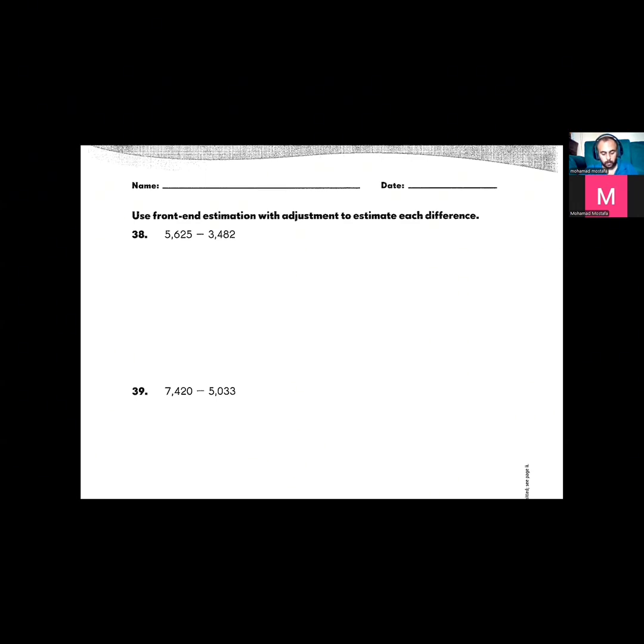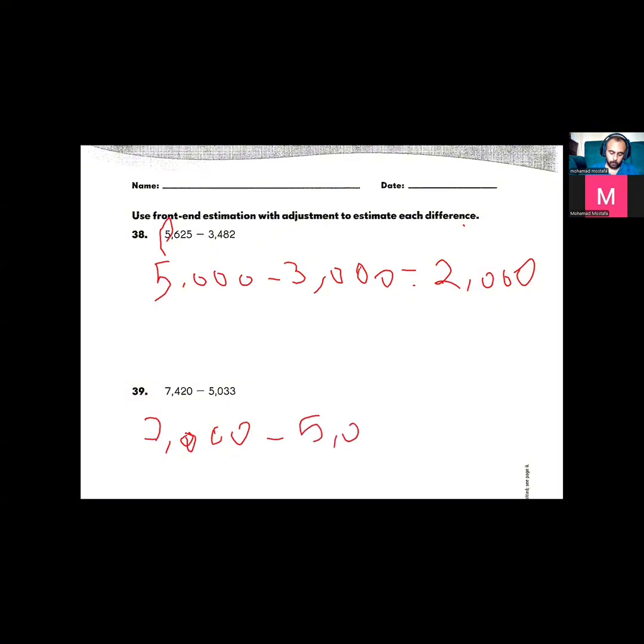In this one, he tells me to use front-end estimation with adjustment to estimate the difference. What is the meaning of front-end estimation? Front-end estimation means keep the number on the left-hand side, 5, and put any number after it as 0. So 5,000 minus 3,000 gives me what? 2,000. Very good. Here 7,000 minus 5,000. Very good. 2,000.